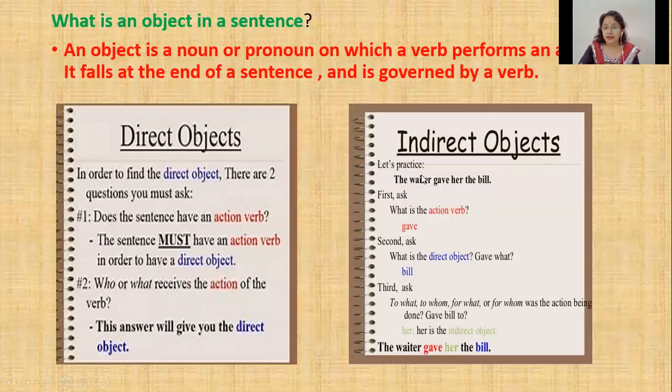Indirect object, let's practice. The waiter gave her the bill. First ask, what is the action verb here? The action verb is gave. Second, ask what is the direct object here? What did the waiter give? The bill. So the answer to the question what is the bill. So the bill is the direct object.